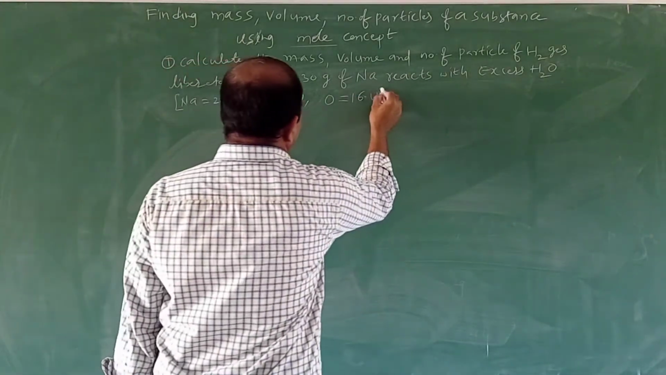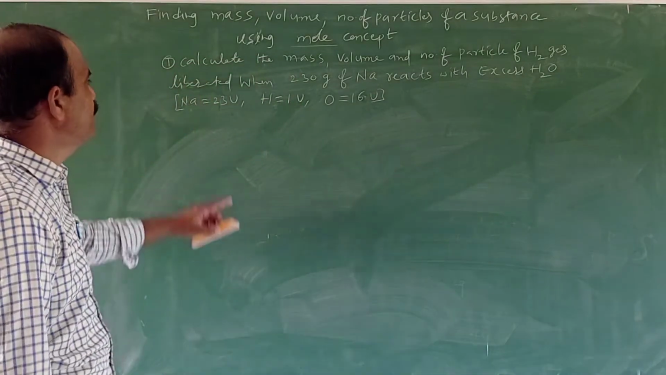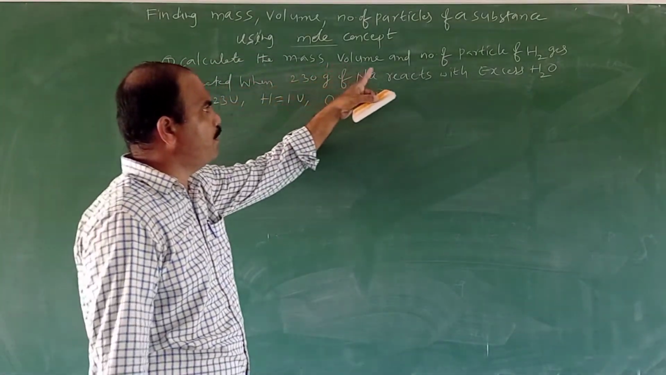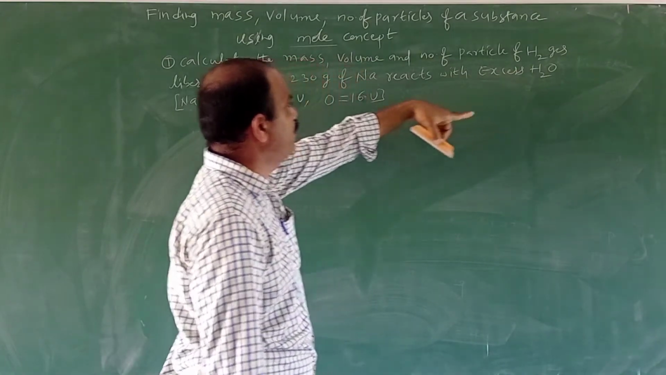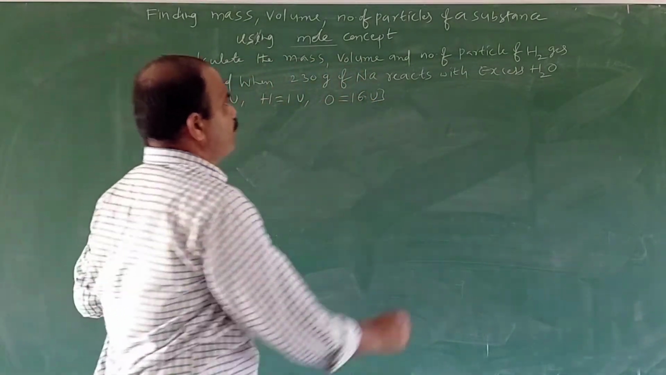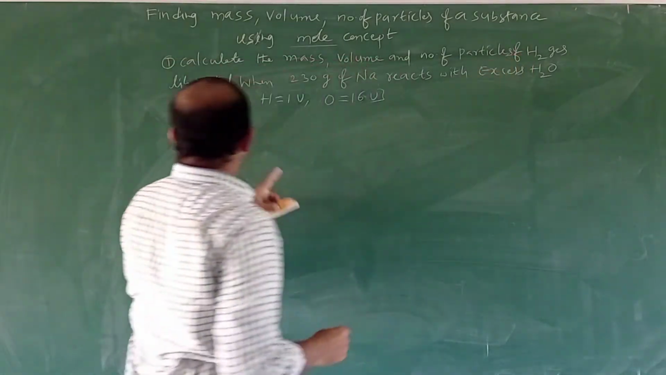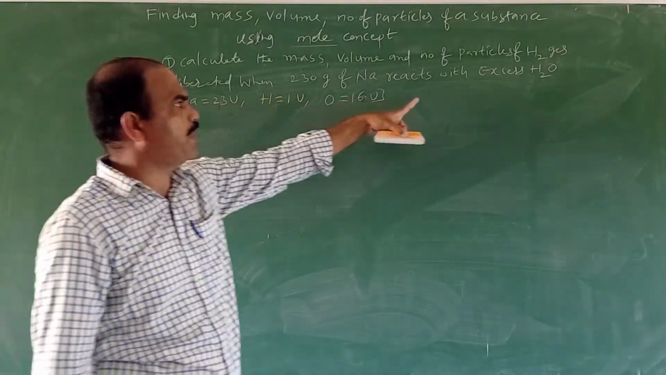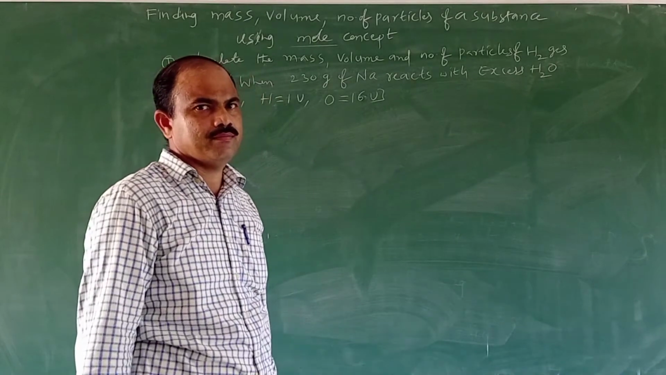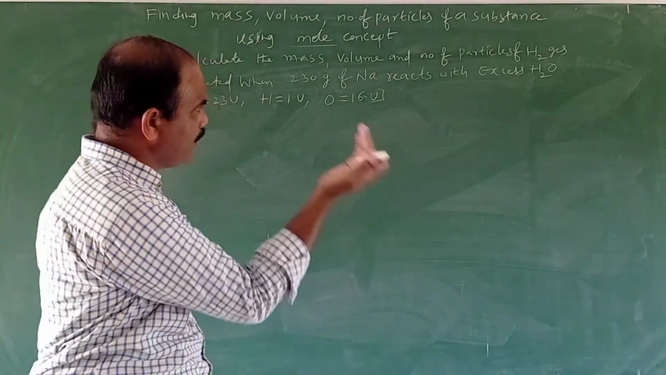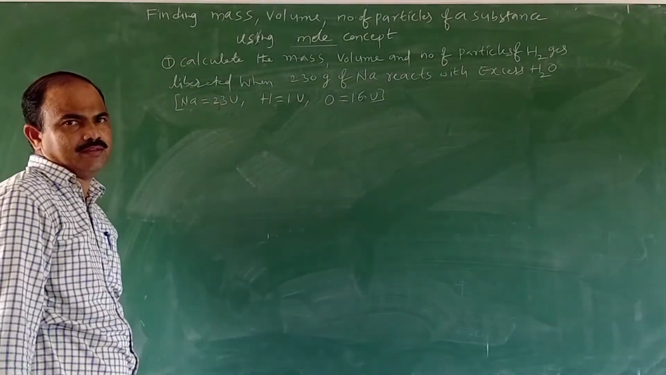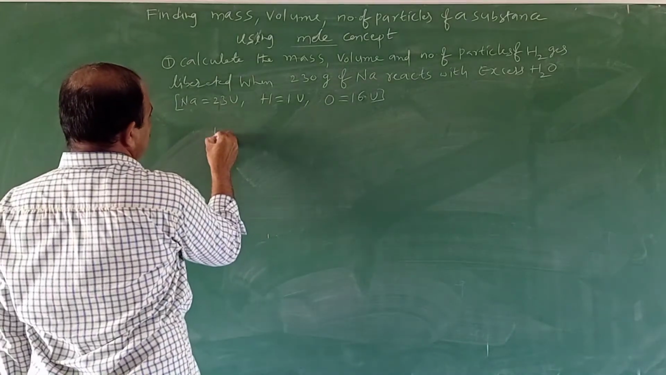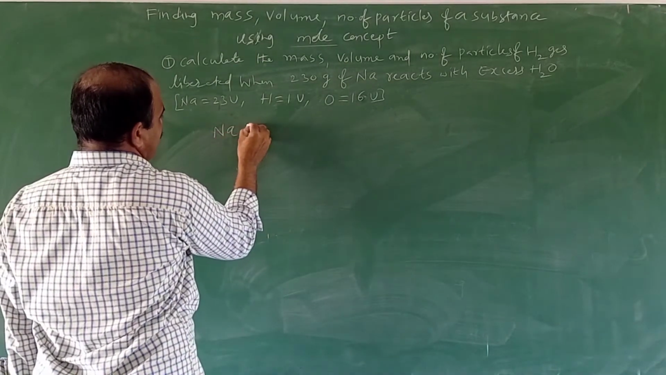So in this problem, what we have to calculate? Calculate the mass, volume and number of particles of hydrogen gas liberated when 230 grams of sodium react with excess water. First of all, we have to write the equation for that reaction. What is happening? The sodium reacts with water.